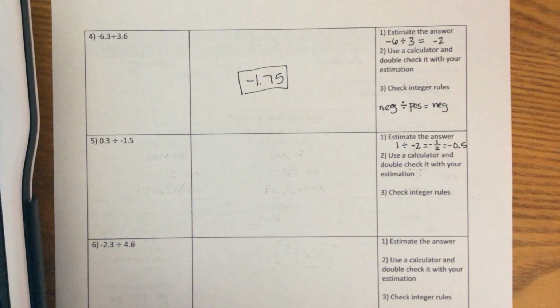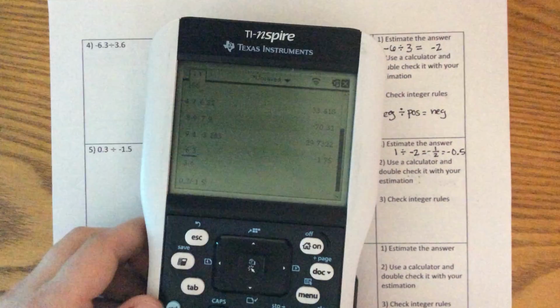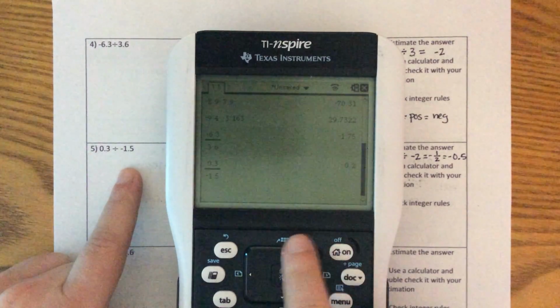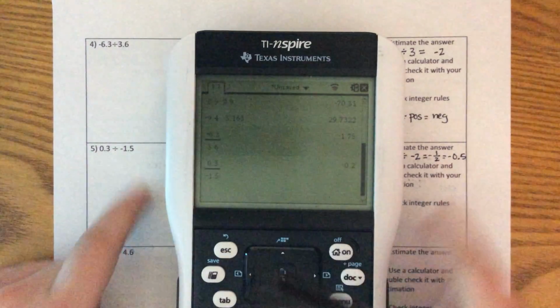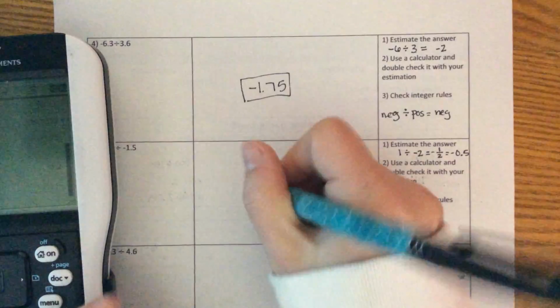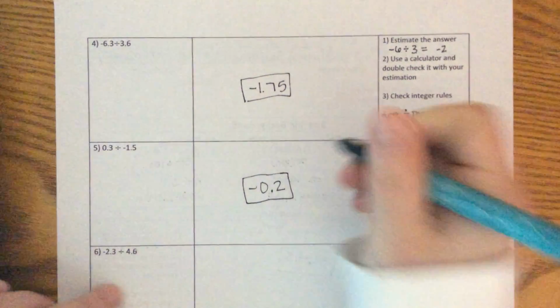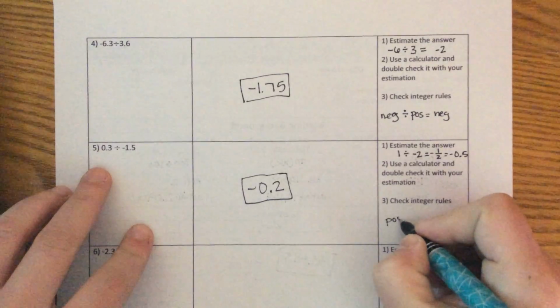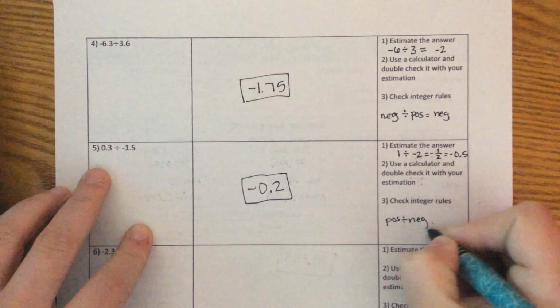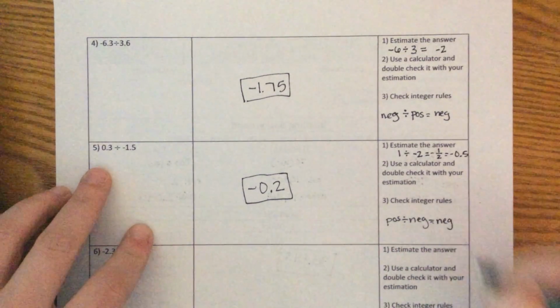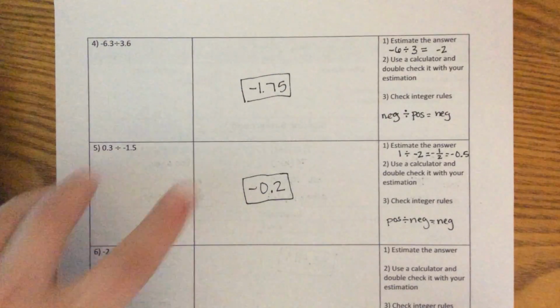So if I type that in my calculator, 0 and 3/10 divided by negative 1 and 5/10, sorry, I don't have that on the screen, I get negative 0 and 2/10. So that's pretty close to negative 0 and 5/10. Okay, and just to double check, a positive divided by a negative is a negative. So we are good there on our answer. Our answer should be a negative.